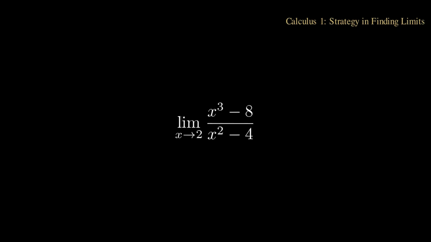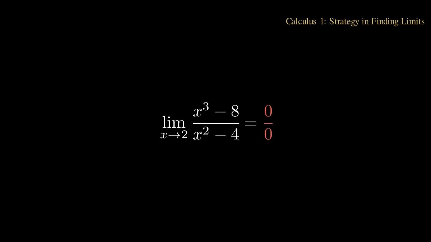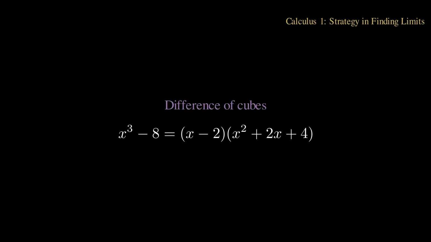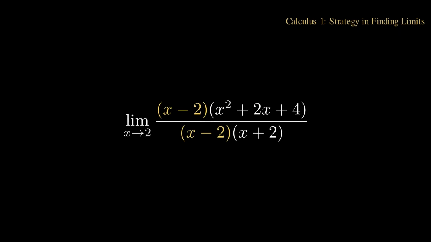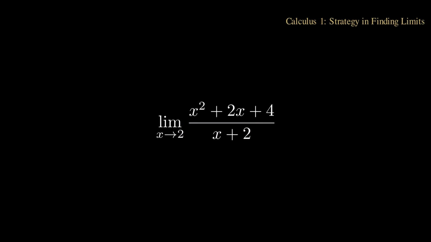The limit as x approaches 2 of the fraction x cubed minus 8 over x squared minus 4. Again, substitution yields 0 over 0. The numerator is a difference of cubes, x minus 2 times x squared plus 2x plus 4. The denominator is a difference of squares, x minus 2 times x plus 2. The common factor x minus 2 cancels. What remains is x squared plus 2x plus 4 over x plus 2. Substituting 2, the numerator is 4 plus 4 plus 4, which is 12. The denominator is 4. The limit is 3.